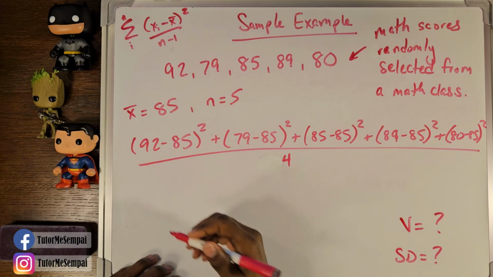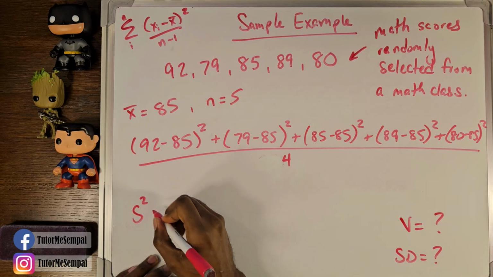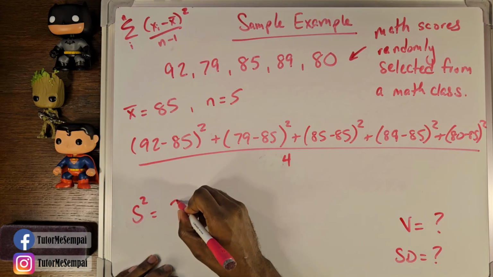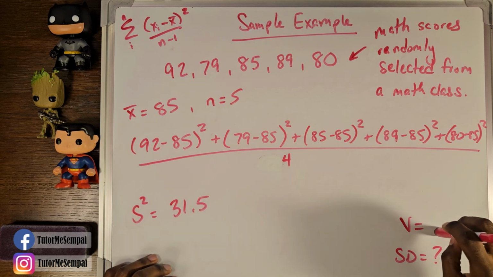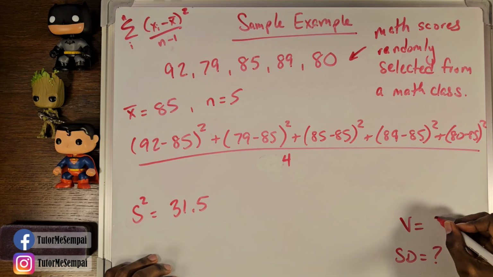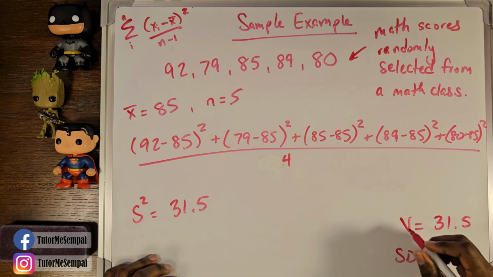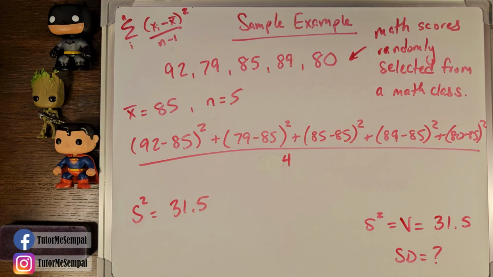And when we put all this in our calculator, we're going to get an s squared value of 31.5. So our variance in this case is going to be 31.5, and our variance is going to be s squared. So what's going to be our standard deviation? Well, that's just going to be the square root of s squared, which is just s.